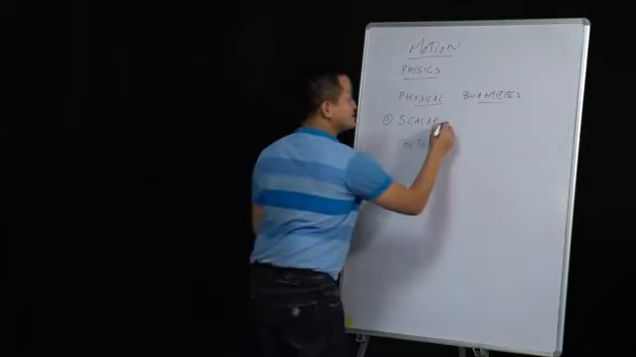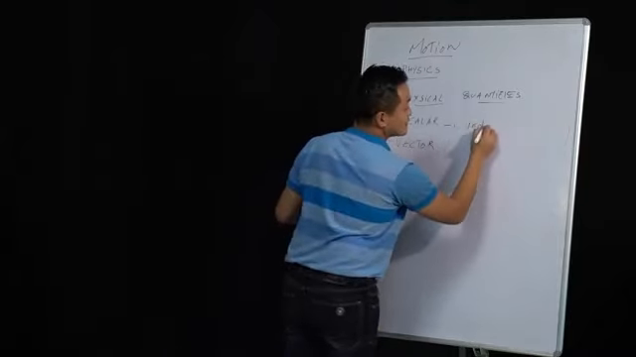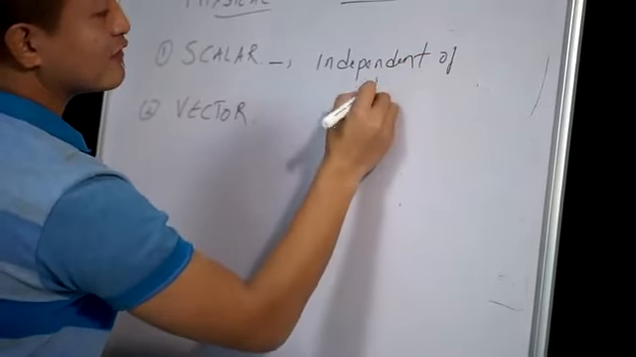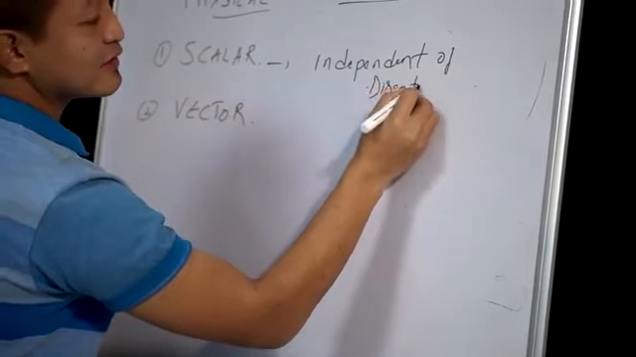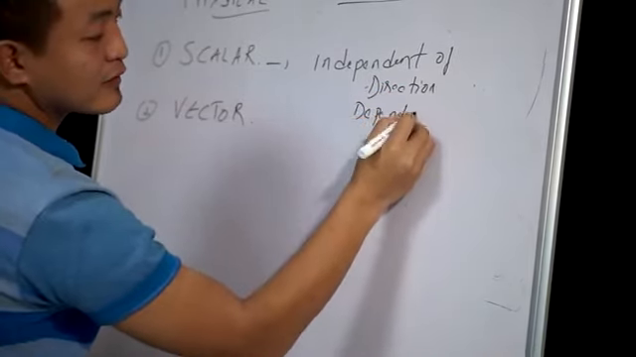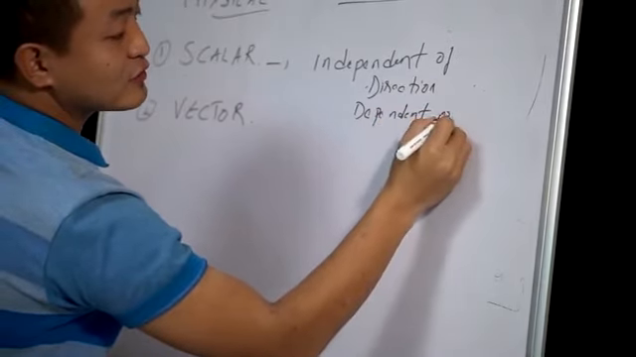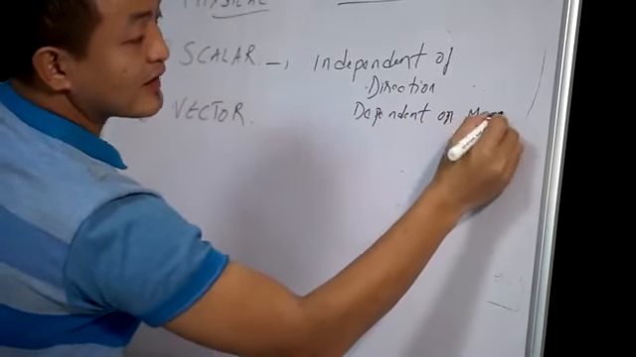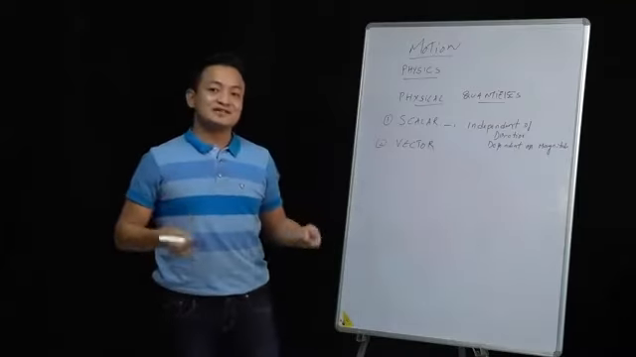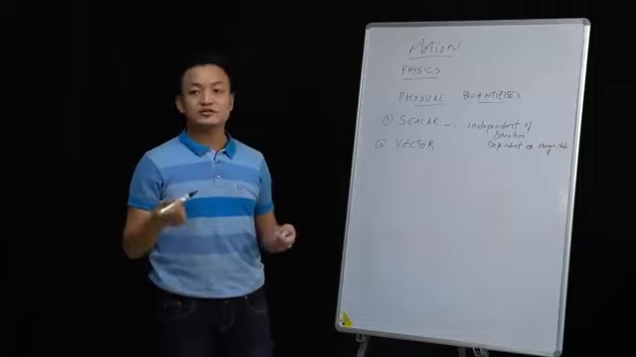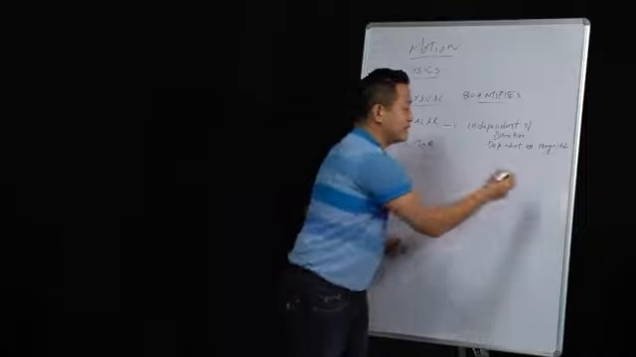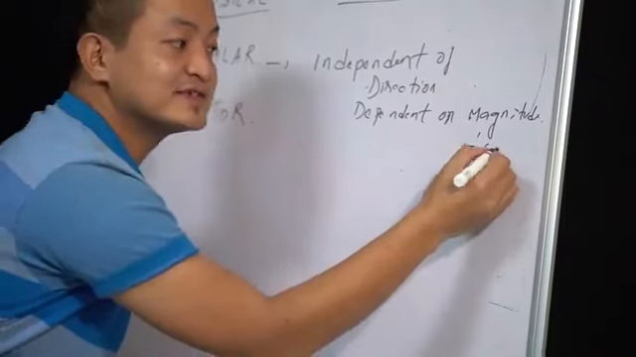So scalar is independent of direction and dependent on magnitude. Magnitude is a numerical value. Clear? Like an example of magnitude, say for this pen, the length is 10 centimeter.